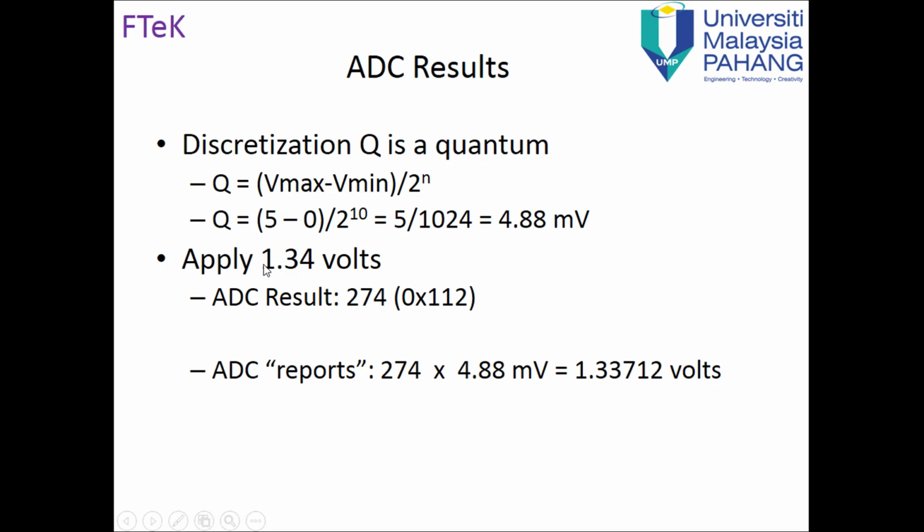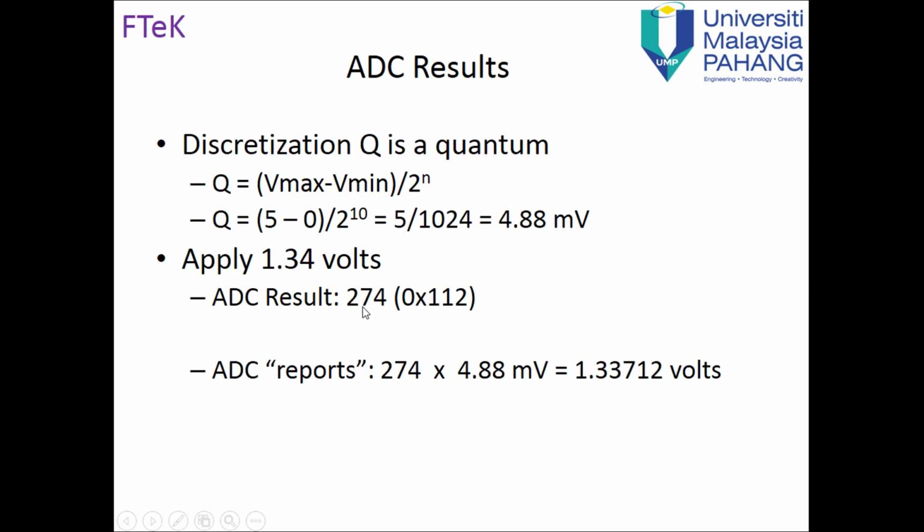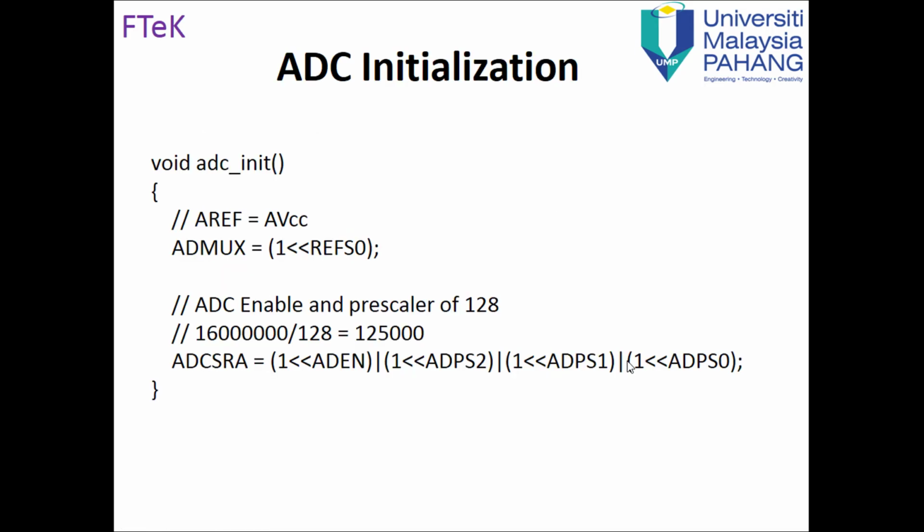So let's say our input is 1.34 volts. If we apply this equation, Vin 1.34 multiplied by 1024 divided by 5, we will get this value: 274, or in hexadecimal 112. Okay, if we want to convert back, it will be 1.33. So as you see, it's not very accurate. We always lose some data.